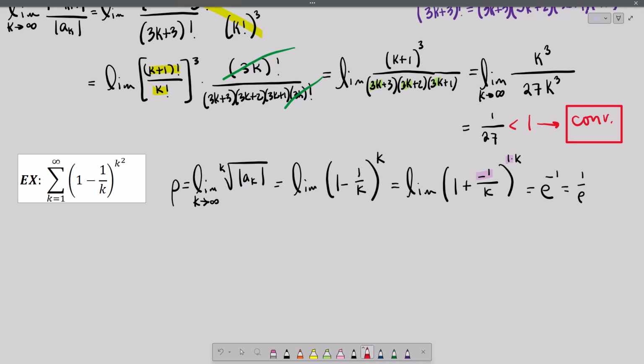And is that less than 1 or greater than 1? Less than. Yeah, that's less than 1, which tells us that we have convergence. That make sense?